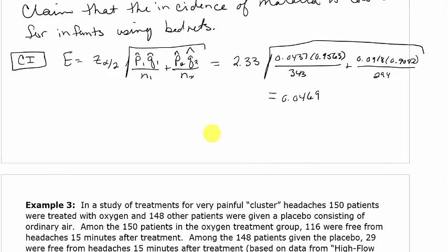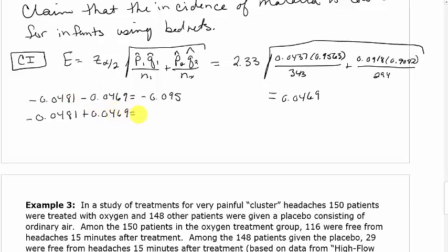So now take the difference that we got from the numerator up above. That difference was negative 0.0481, and we're going to subtract our error, minus 0.0469. This should give you negative 0.095. And then we're also going to add the error, so negative 0.0481 plus 0.0469. This gives us negative 0.0012. And so our confidence interval is negative 0.095 up to negative 0.0012.